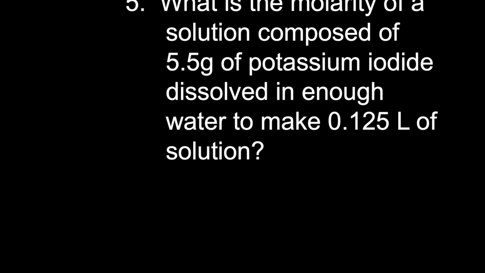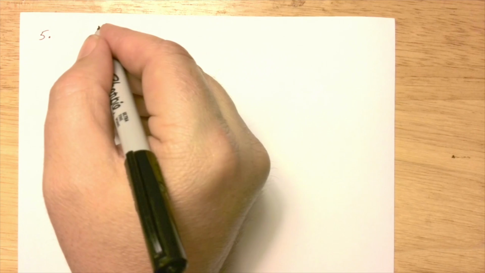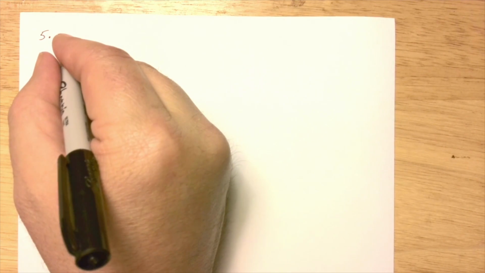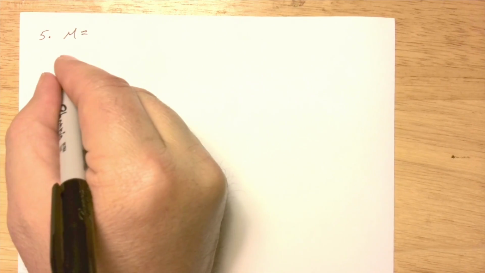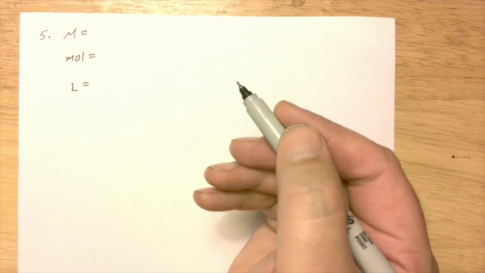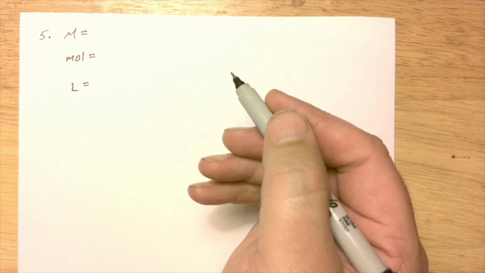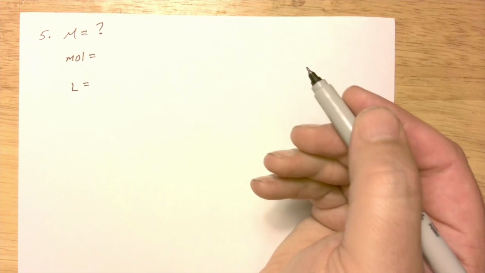Number 5. What is the molarity of a solution composed of 5.5 grams of potassium iodide dissolved in enough water to make a 0.125 liter of solution? So to start this one off, let's always do what we've always done here, which is just write down your givens. So you have molarity, moles, and liters. And then plug in the information you have. So you're trying to find out what is the molarity. So we don't know what that's going to be.